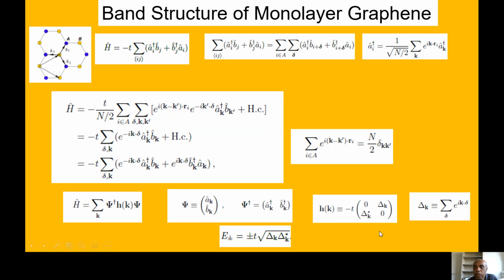So then if you take the eigenvalue, this is what you get, right? So you know how to get H_k psi equals E psi. If you take the matrix and calculate, that is your energy. So this is the band structure. You are only left with how to calculate delta_k and delta_k star. That we know, right? That's very simple. Because we know delta, you can calculate delta_k.